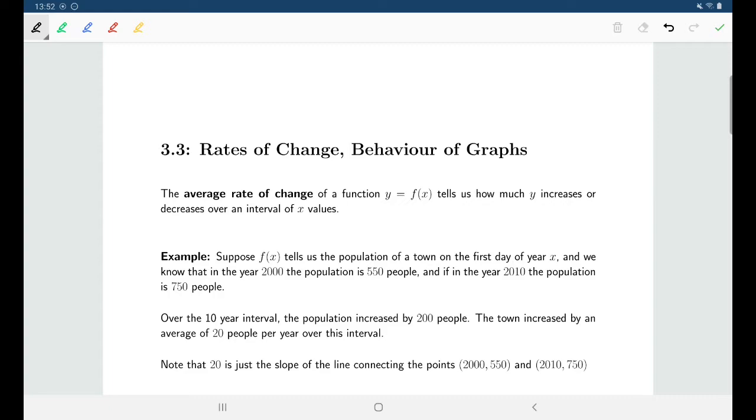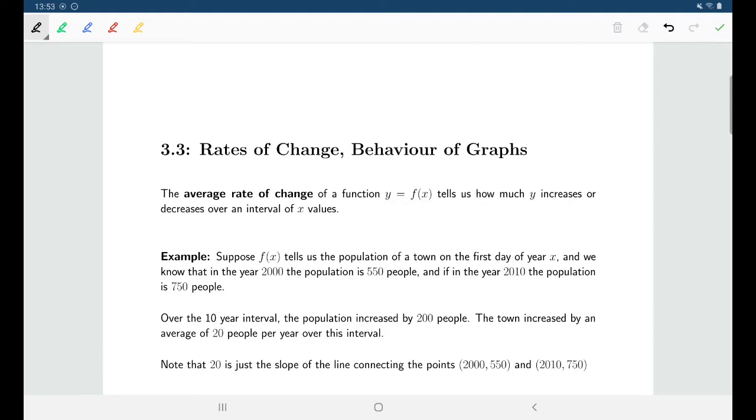how much the function value changes, how much the y value increases or decreases over some interval of x values. That's the thing here. We're looking at, as x changes from one value to another, how does the value of y change?